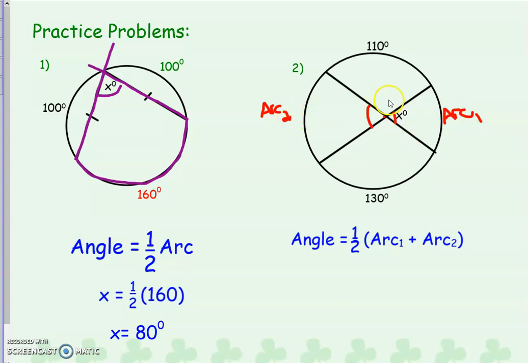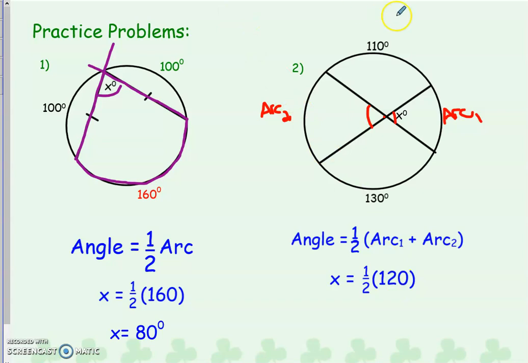So we have two things we could do. One is we could figure out what this angle right here is, and we could say that this angle is half of 110 plus 130. But watch what I did instead. I said that x, the angle we want, is half of 120. Now, how did I get 120?